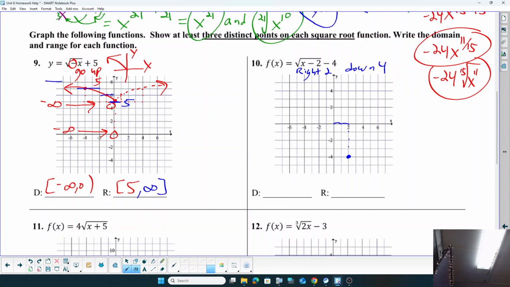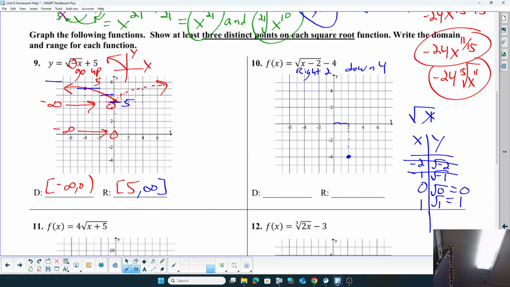Now remember the parent function, you guys. The parent function is like this. Negative numbers don't work. But 0 works. The square root of 0 is 0. If we choose over 1, and then we plug it in there, the square root of 1 is 1. So we have 0, 0, 1, 1.